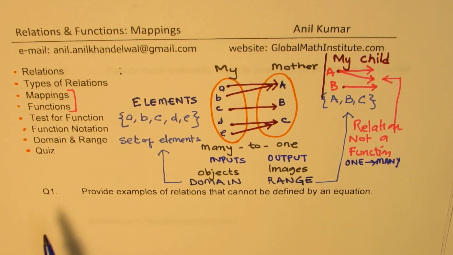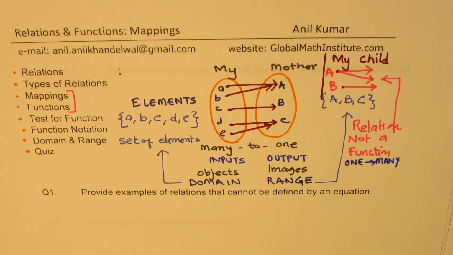Now here is a question for you, which says, provide examples of relations that cannot be defined by an equation. Well, the relation which we just discussed is very easy to talk about, but truly speaking, we don't have a mathematical equation to relate it, right? So it is sometimes easier to describe the relations in just words or in mapping diagrams as we have shown here. I hope that makes sense. Now let's move on and now take up each topic in details.